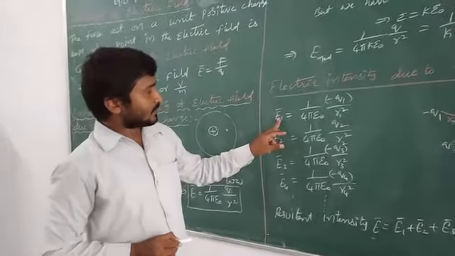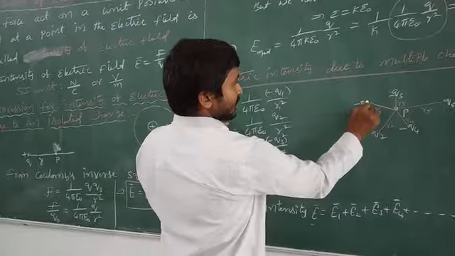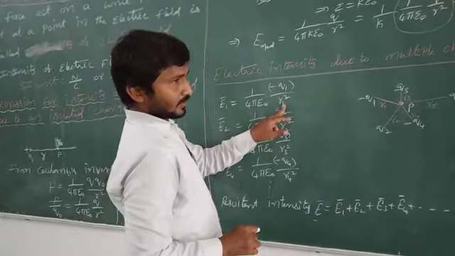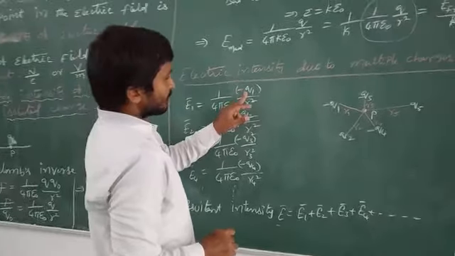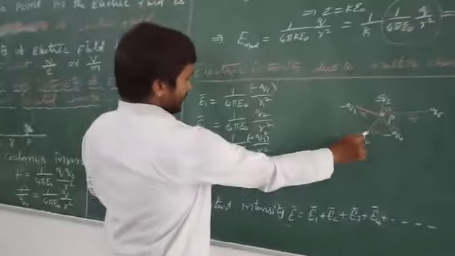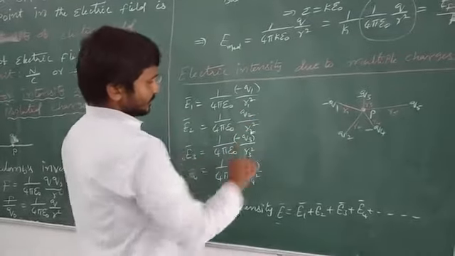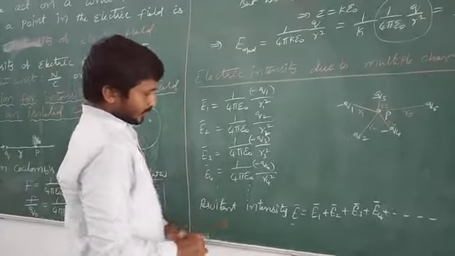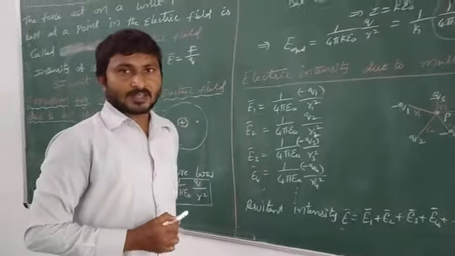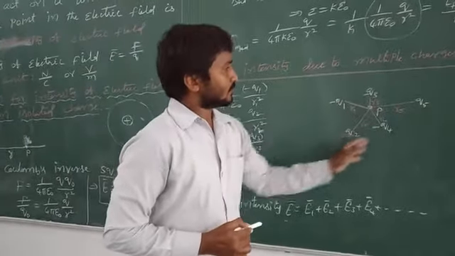E1, the intensity of electric field at P due to charge Q1, has the formula 1/4πε0 Q/r1². Here Q is -Q1, so it is -Q1/r1². Similarly, the intensity of electric field due to the second charge is 1/4πε0 Q2/r2², like that. Finally, if we add all these intensities, we get the resultant intensity at the point due to these charges.